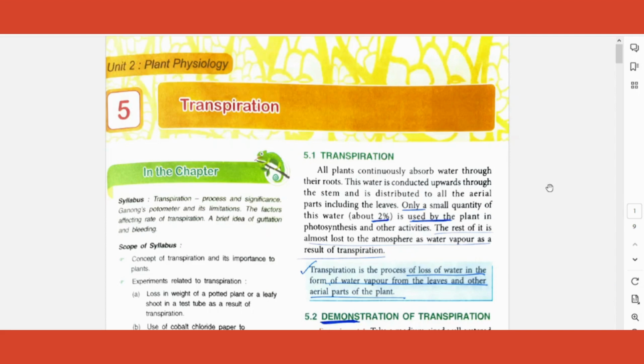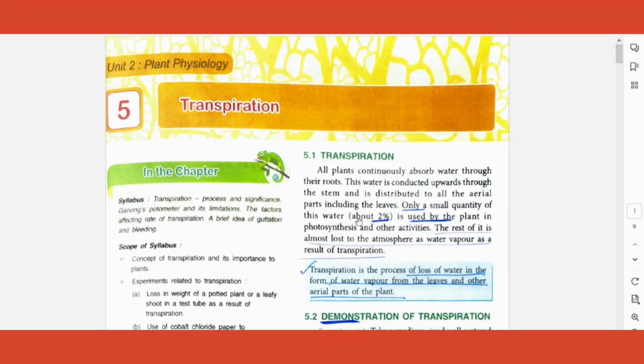So, in the transpiration chapter, right now you can see my screen. I hope you can see the definition of transpiration. It is very important to cover two important things. One is the loss of water in the form of water vapor. First key point, from aerial parts of the plant.